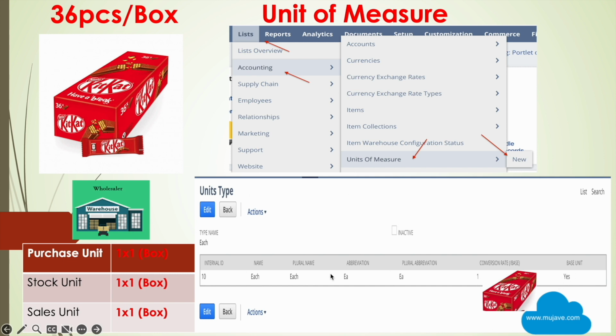Here we give the name each for name and plural name is also each and abbreviation is EA and plural abbreviation is also EA. For the sake of simplicity we are giving like this and the conversion rate here is 1 because the wholesaler buys the products as a carton from Allied Brothers and stocks it and sells it. We will discuss more about the conversion rate in the next slide to understand the concept better.